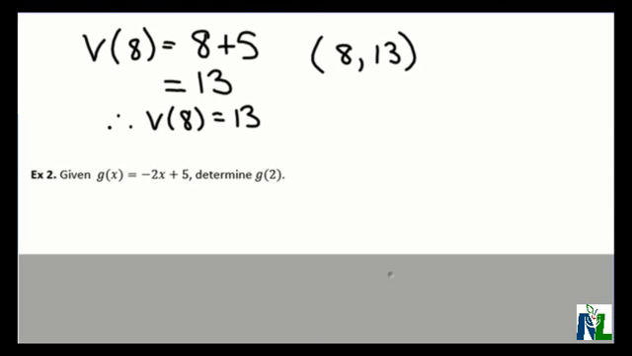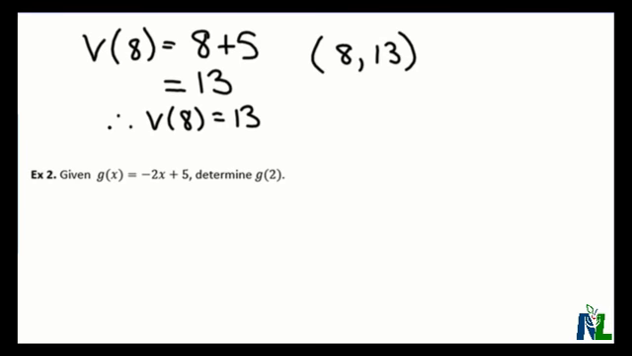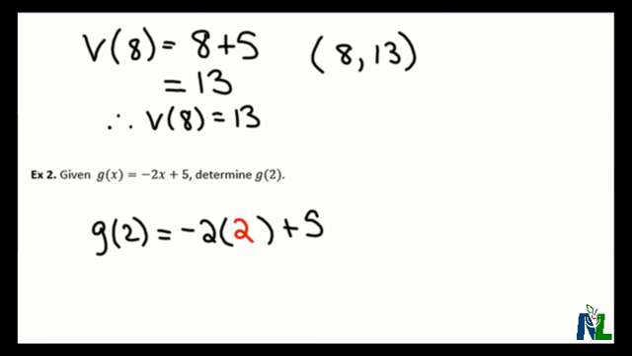Another example, using g of x equals negative 2x plus 5, we could determine g of 2. So again, we are determining the dependent variable, given that the independent variable is 2. So we're going to take the value of 2 and fill it in every time we see x. So g of 2 is going to equal negative 2 times 2 plus 5. So the value of 2 is going to be filled in for x.